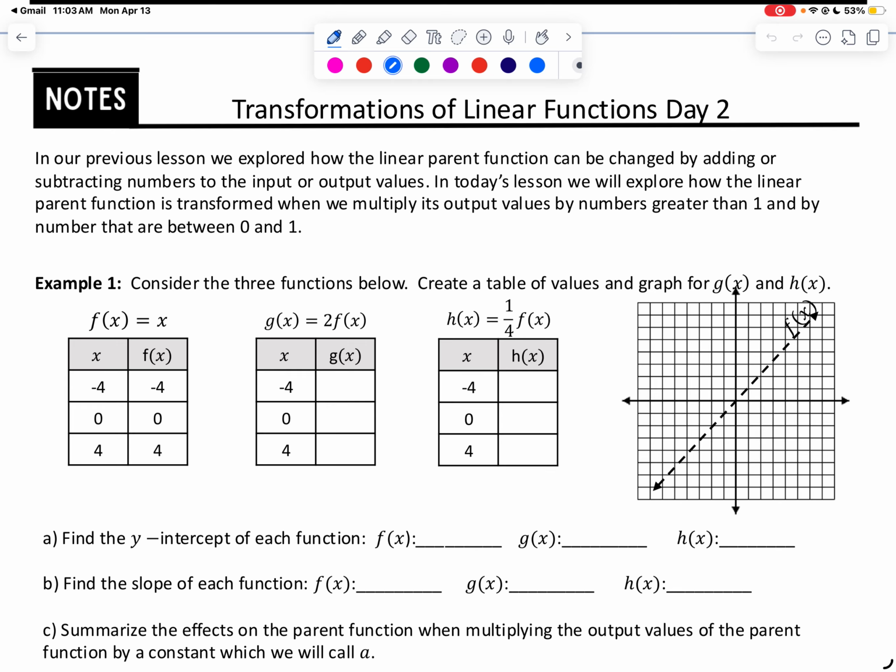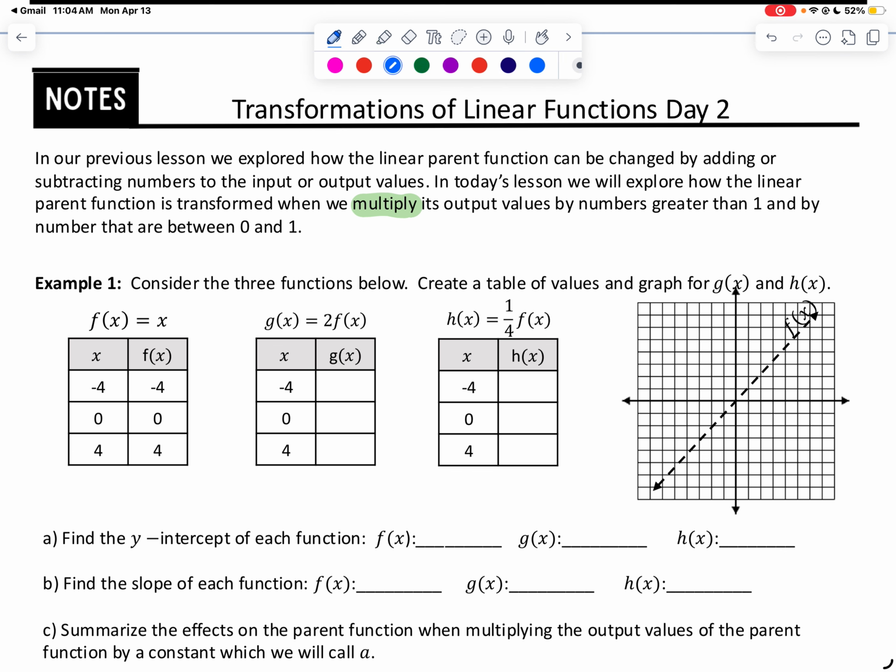In today's lesson, we will be exploring the transformations of linear functions, and this is part two of a two-part lesson. In our previous lesson, we explored how the linear parent function can be transformed or changed by adding or subtracting numbers to either the input or the output values. In today's lesson, we will explore how the linear parent function is transformed when we multiply its output values by numbers that are greater than 1 and by numbers that are between 0 and 1.